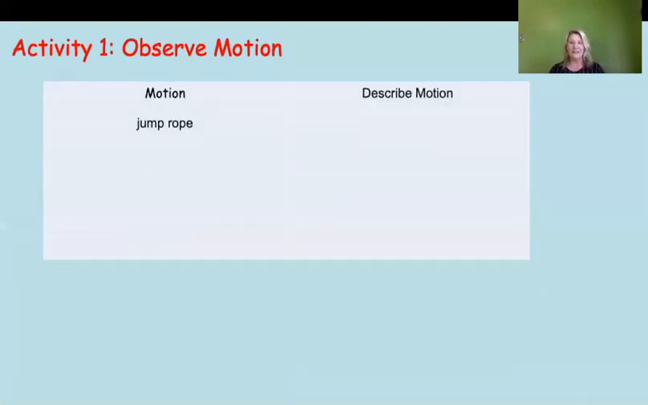Now we're going to fill in this table to observe motion. When we're observing, we're using our senses, we're using our eyes, mostly with this because we're describing it with describing words. So I put 1 in there, it's jump rope. So think about what you're doing when you're jump roping. How would you describe that to somebody? And I want you to think of 2 more motions, and I want you to describe them.